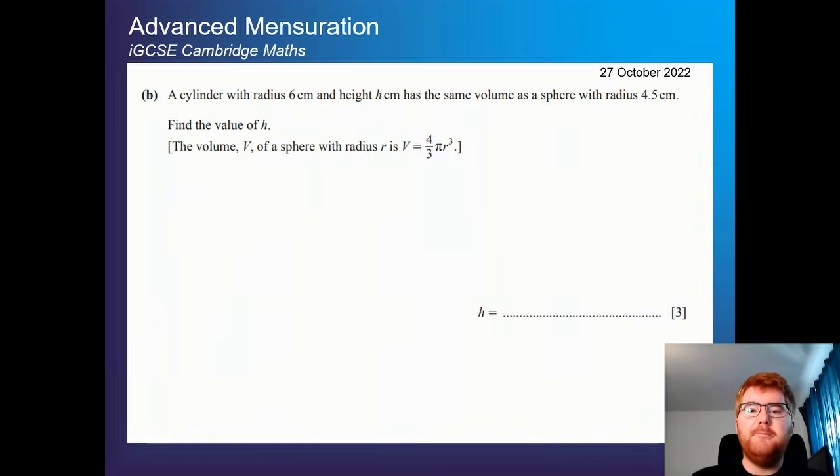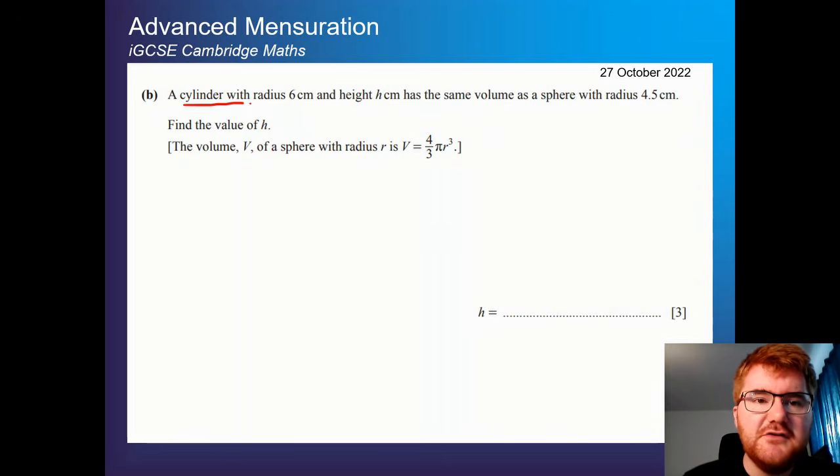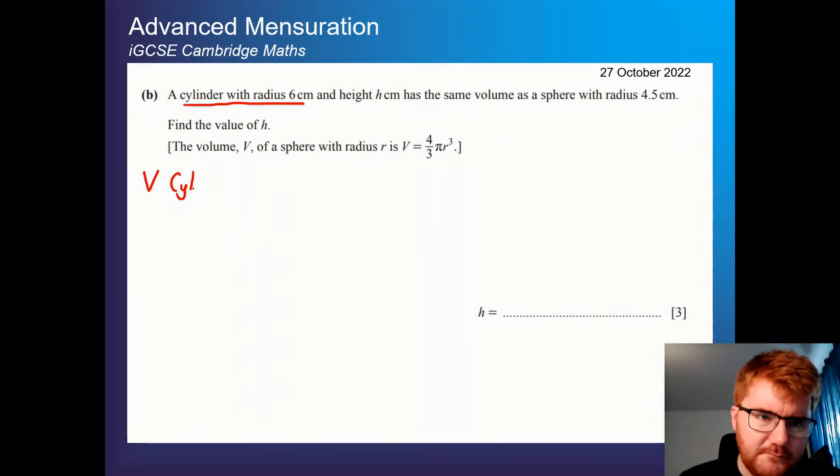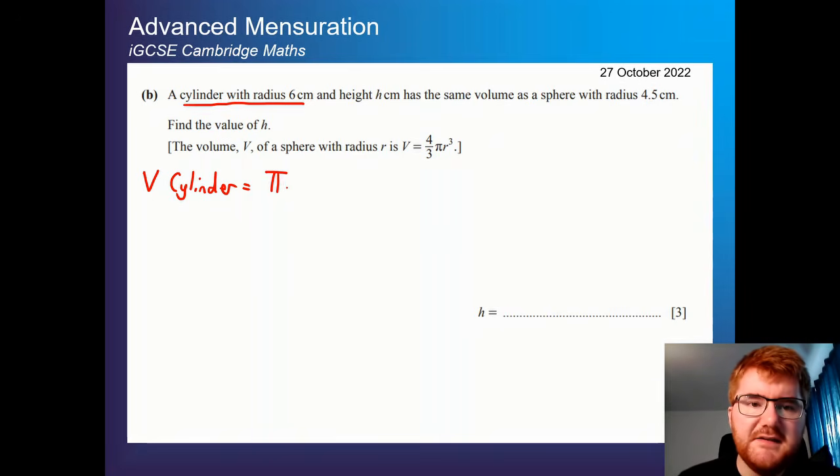Right, on to then a bit more algebra based, this one. So now we've got a cylinder with the radius of 6 centimeters. Interestingly, they don't give you the formula for a cylinder, but they do for the sphere, which is kind of confusing. We're going to work with volume here. So the volume of a cylinder, this is one you do need to know, is equal to the area of the base, which is pi r squared, times the height. So we're going to use that a bit later on.